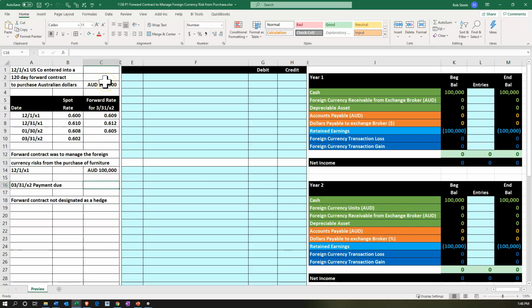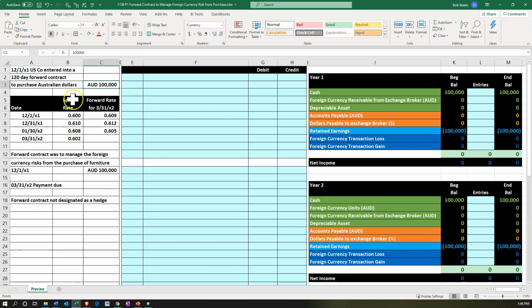The forward contract then taking place, we're going to do that at the same time. We're going to enter into a forward contract at the same time that we make this purchase or promise to pay for the purchase of furniture in order to manage that risk. That's going to be on 12/1/X1 then. We entered into a 120-day, which is 4 months, because that's the same time period as the point in time that we have the accounts payable on the books for the purchase of the furniture. Contract to purchase Australian dollars for 100,000.